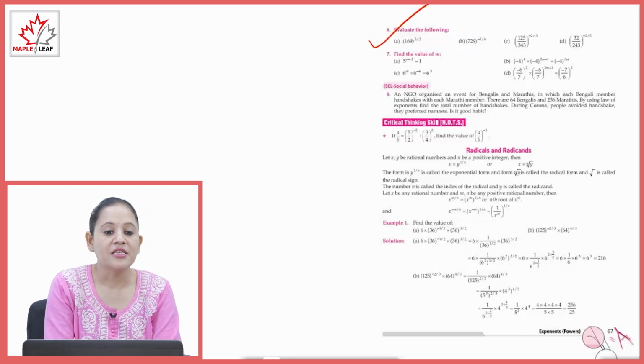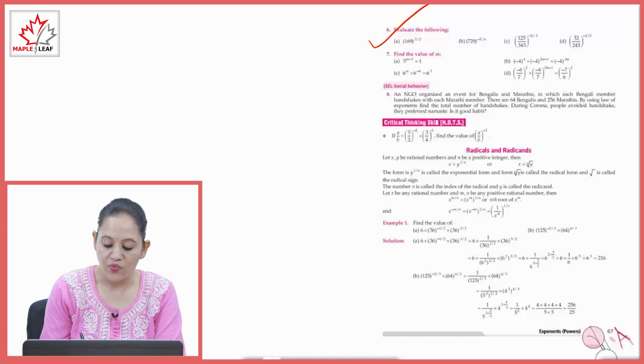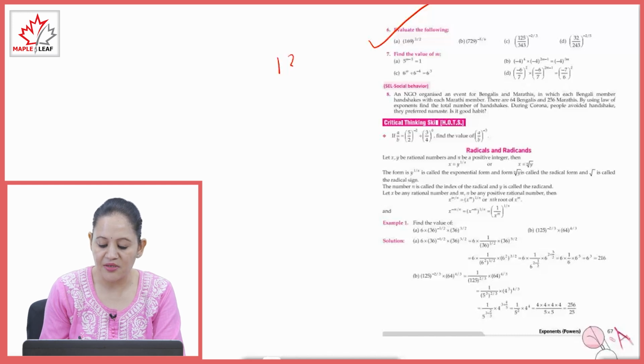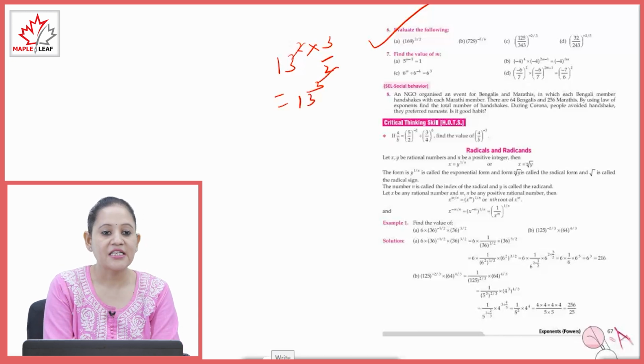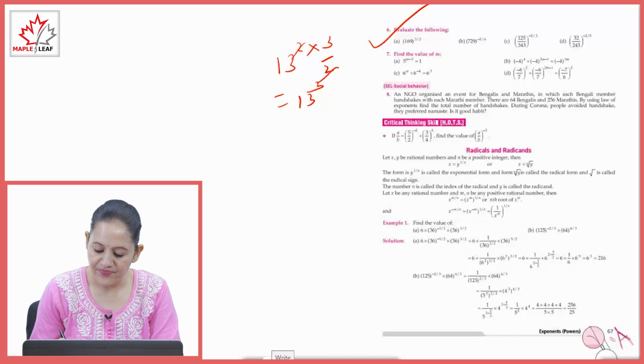Next, evaluate the following. 169^(3/2). 169 को हम लिख सकते हैं 13 की पावर 2 और इसकी पावर हो जाएगी 3/2. 2 से 2 कट जाएगा, 13^3. That will be the answer. Next is find the value of m.